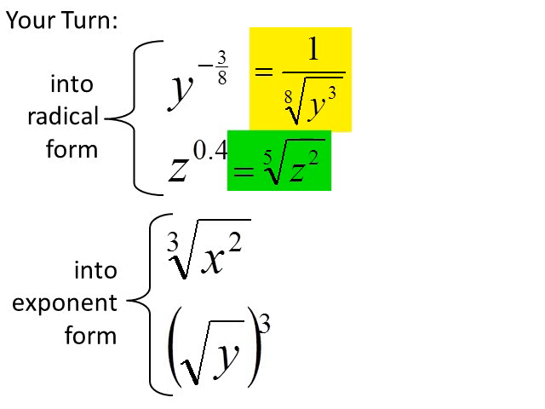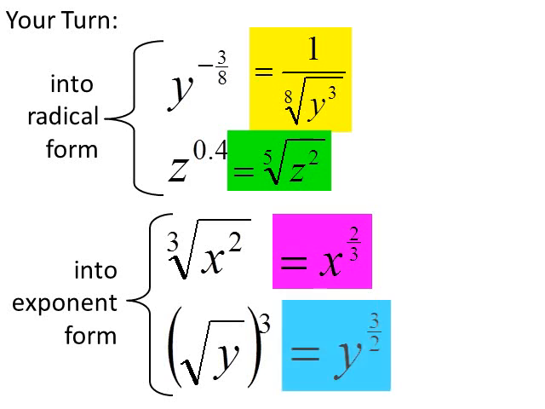Now to move to exponential form, this is much simpler. I have the cube root of x to the 2nd. So that means the 2 goes on top and the 3 goes on the bottom. And then I have the square root of y to the 3rd, which means the 3 goes on the top and the 2 goes on the bottom. Remember, if there's no index written, the index is understood to be 2 because it's a square root.